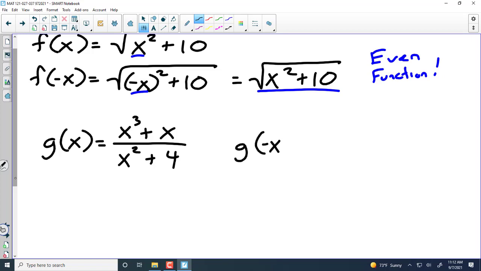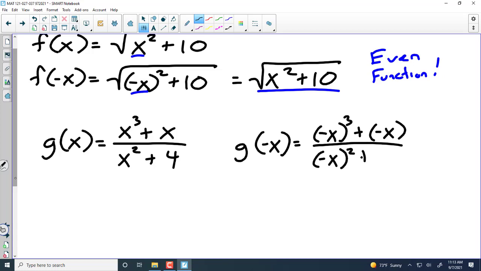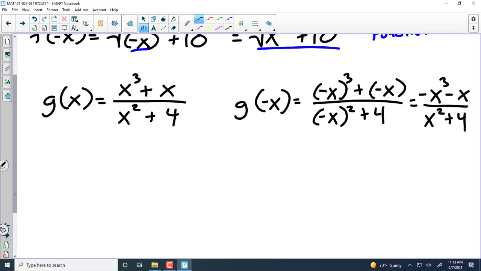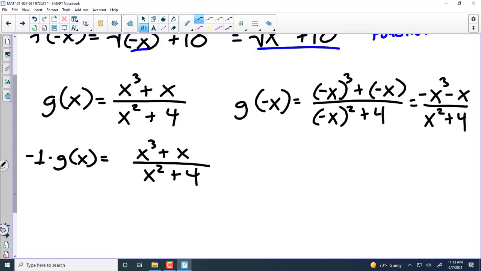If you change every x to a negative x, like this, then you'll get negative x cubed minus x over x squared plus 4. Now, if someone were to take the original function, g of x, and multiply it by -1, when you multiply a fraction by -1, remember what -1 looks like when you turn it into a fraction. It turns into -1 over +1, not -1 over -1. -1 over 1 is the same as -1.